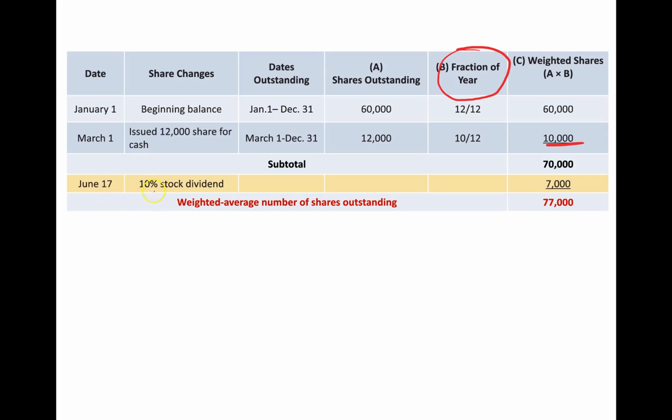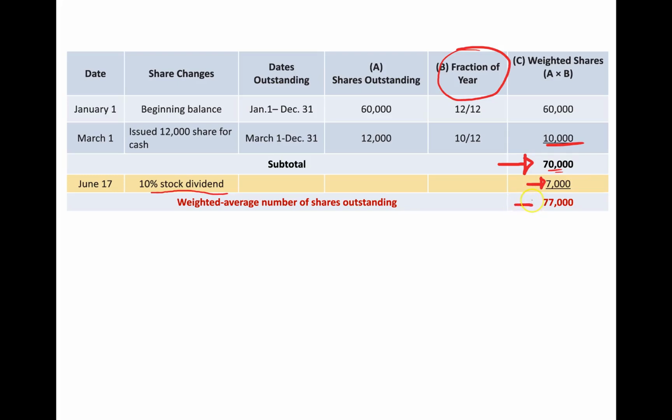On June 17th, the company issued a 10% stock dividend. So we're going to keep building on our example. We left off with the weighted average number of shares outstanding at 70,000. Now we've issued a 10% stock dividend to the existing shareholders, so we've issued an additional 7,000 shares, which is 70,000 times 10%.